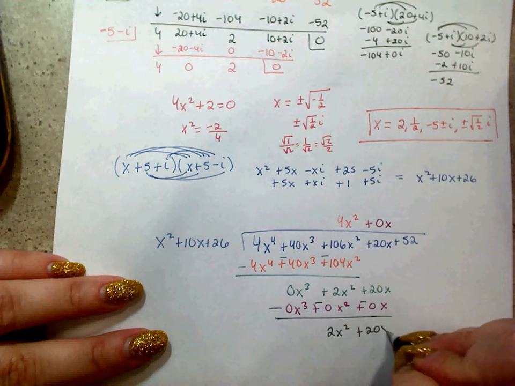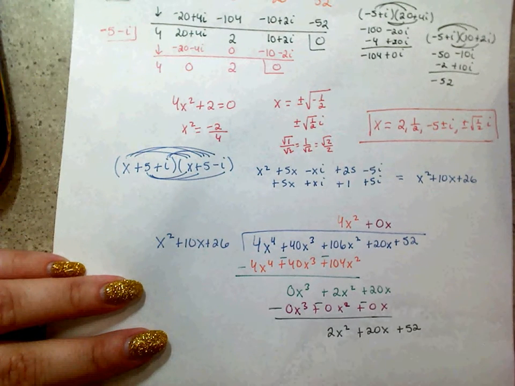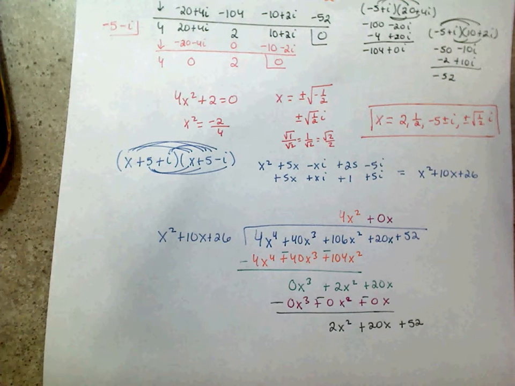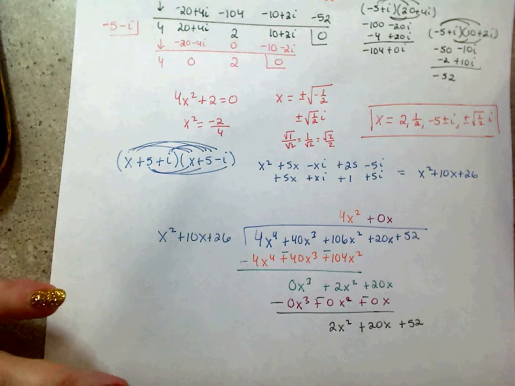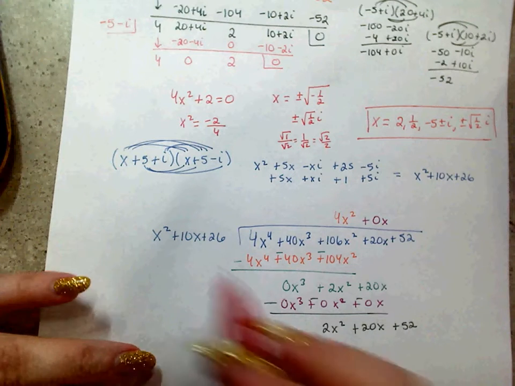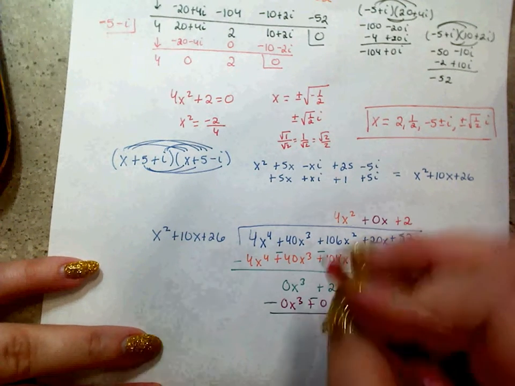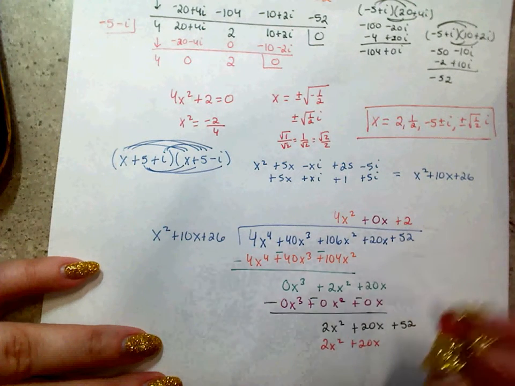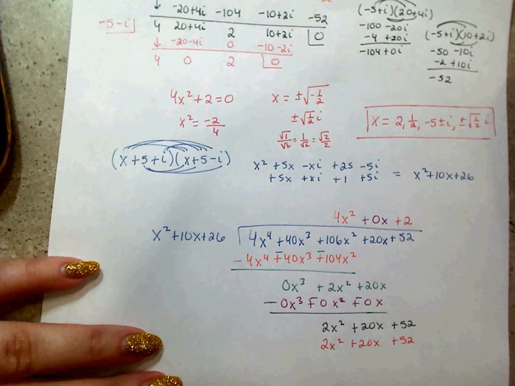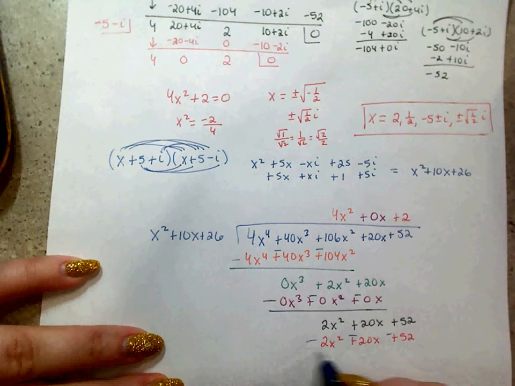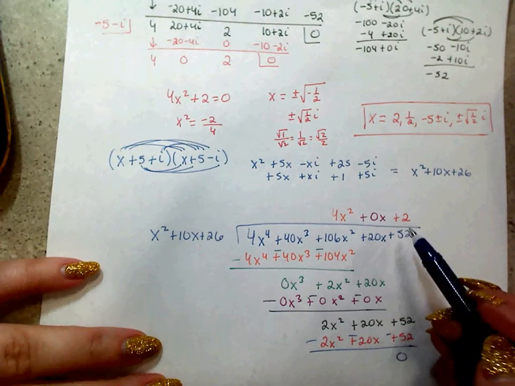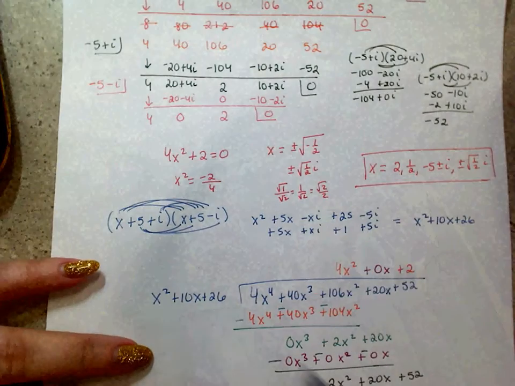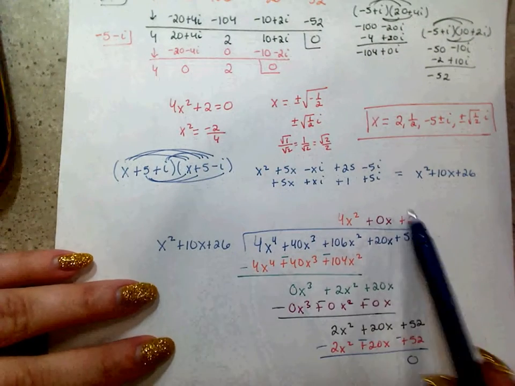So what do I need to multiply x squared by to get 2x squared, and that's a 2. 2 times x squared is 2x squared. 2 times 10x is 20x, and 2 times 26 is 52. Subtract, and remainder 0. So you can see how, instead of dividing them out individually, one at a time, I did long division at one time with both, and I got 4x squared plus 2. I would then need to solve that and find all my roots. But that's how I would do that.